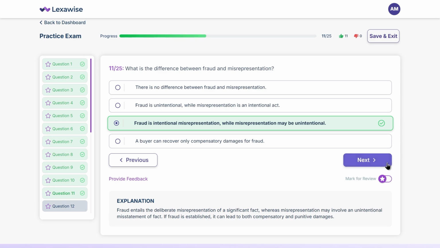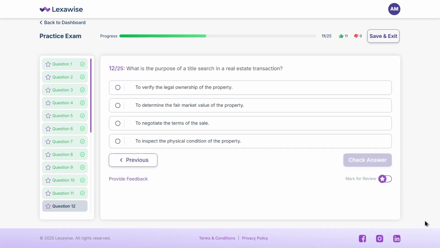Now this one, what is the purpose of a title search in a real estate transaction? A. To verify the legal ownership of the property. B. To determine the fair market value of the property. C. To negotiate the terms of the sale. D. To inspect the physical condition of the property. Think it over.